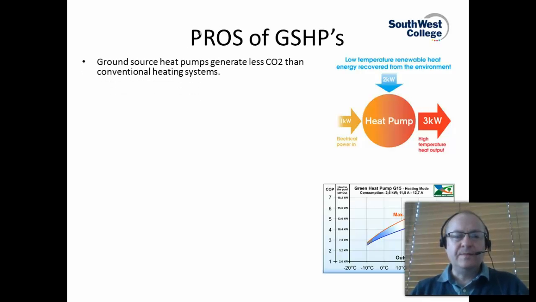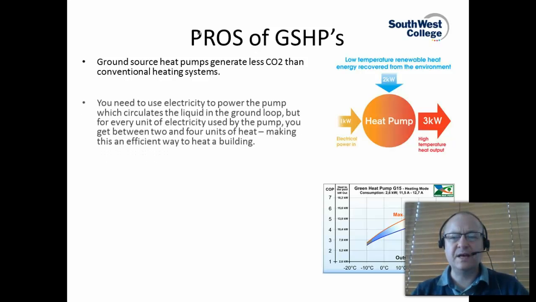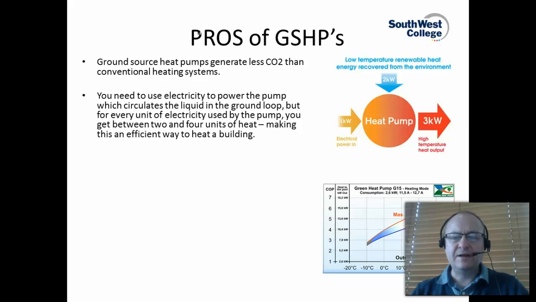In their favour, ground source heat pumps generate less CO2 than conventional heating systems, hence why they're considered to be a renewable energy and qualify for government funding under renewable energy schemes. But you do need electricity to power the pump, which circulates the liquid in the ground loop. But for every unit of electricity used by the pump, you get between 2 to 4 units of heat, making it a very efficient way to heat a building.